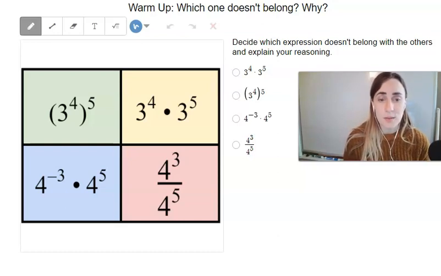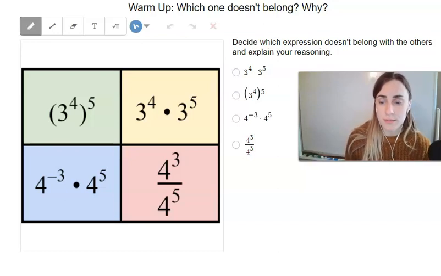And then in terms of facilitating, I use Desmos, and you may be using Pear Deck, you may be using Google Slides in Google Classroom, you may be using Nearpod. Whatever platform that you're using for which one doesn't belong, I suggest that you use something that shows you easily what all of your students are thinking about this question.